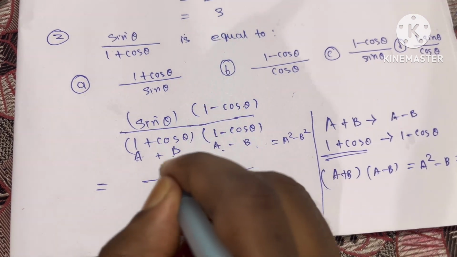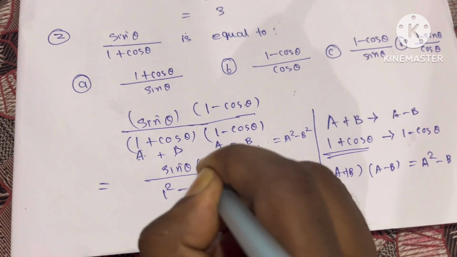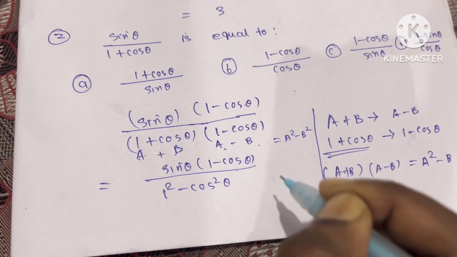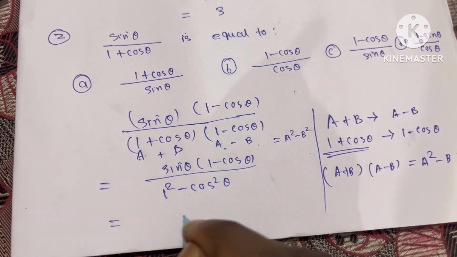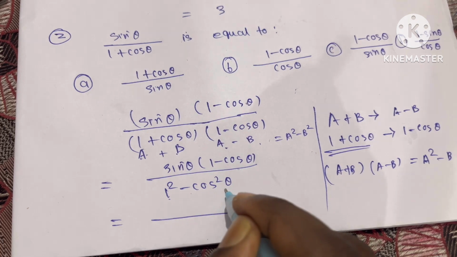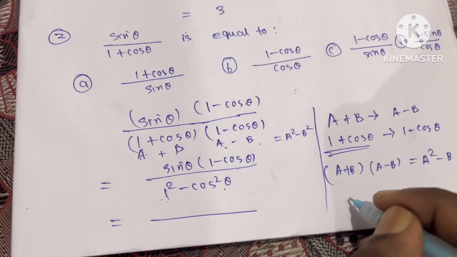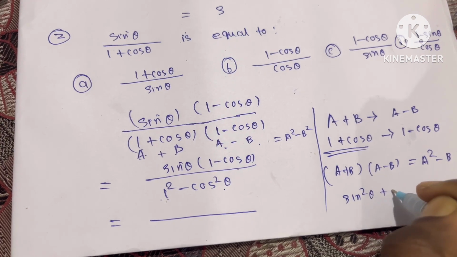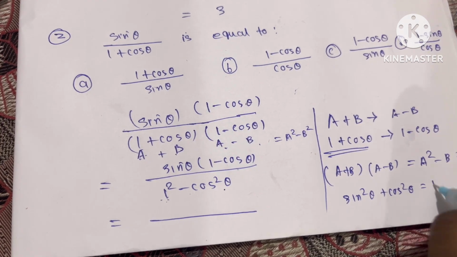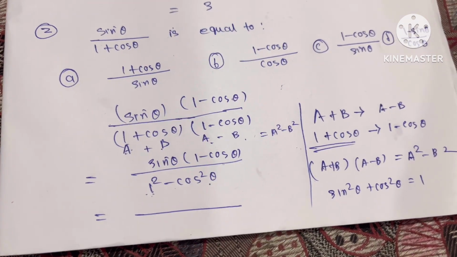In the numerator, no need to multiply, we just get sin theta into 1 minus cos of theta. And in the denominator, 1 square minus cos square theta is equal to 1 minus cos square theta. As you know, sin square theta plus cos square theta is equal to 1. Yes or no?